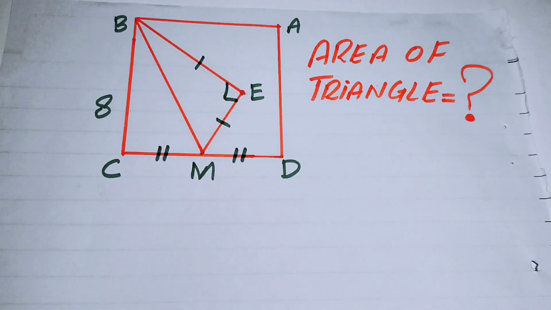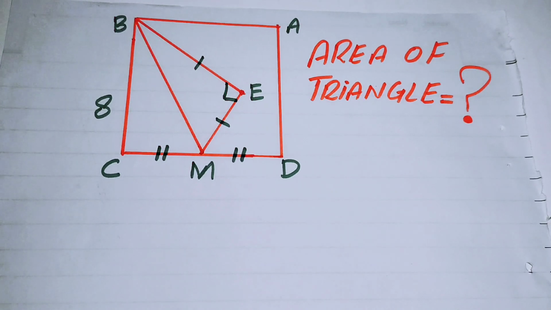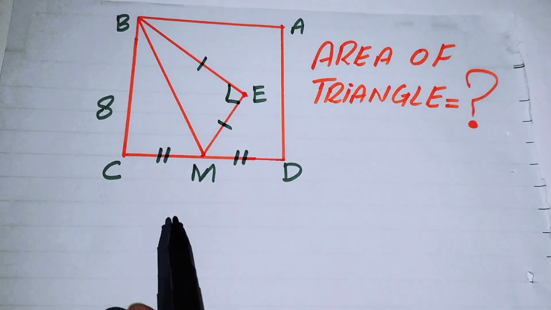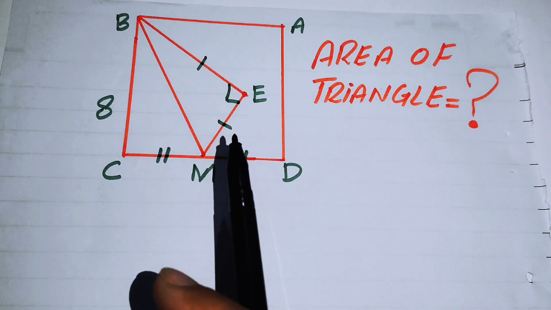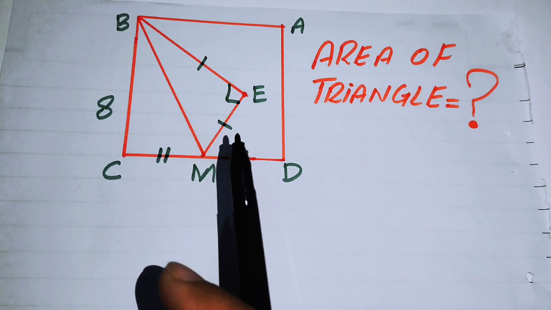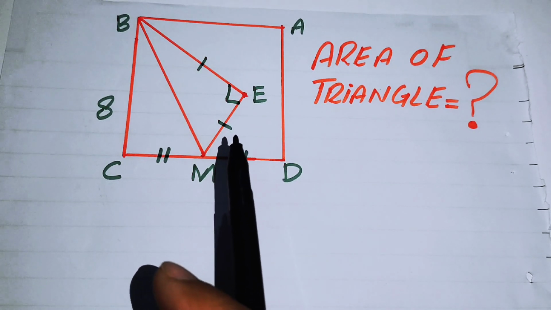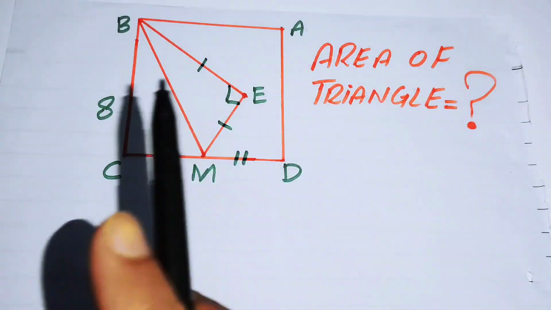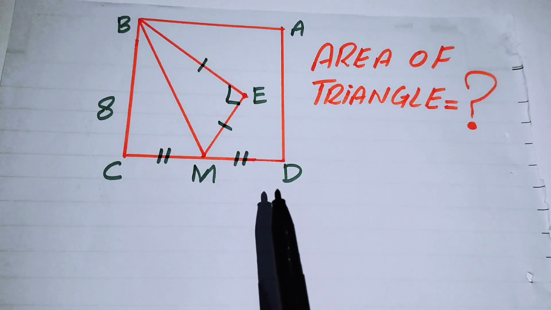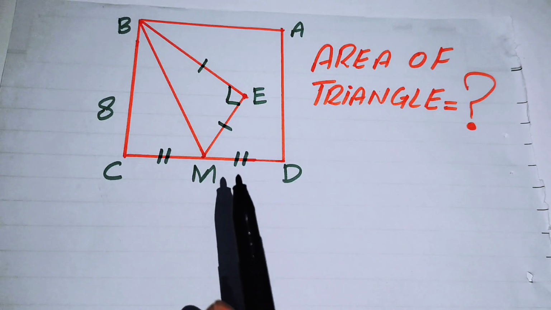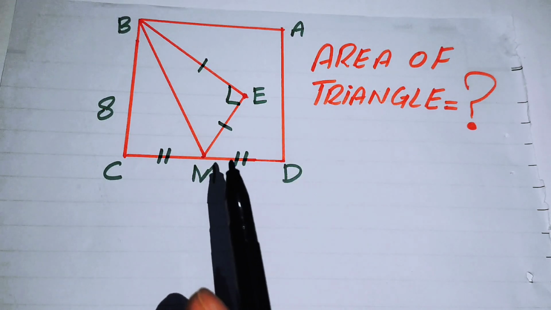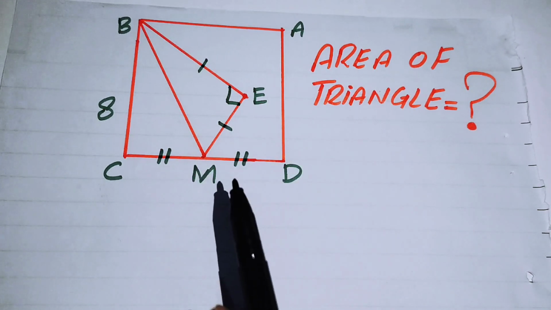In this video we are going to solve this nice math Olympiad geometric challenge, and here we have a right triangle which is fully inscribed in a square ABCD, and our claim is to find the area of this triangle BEM.